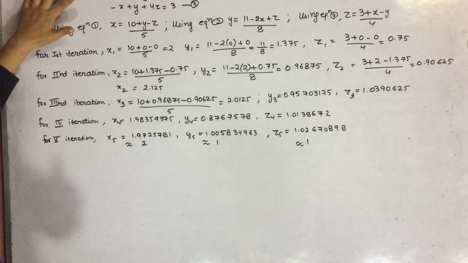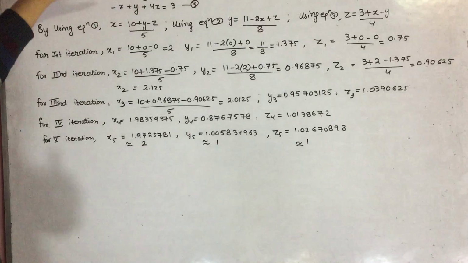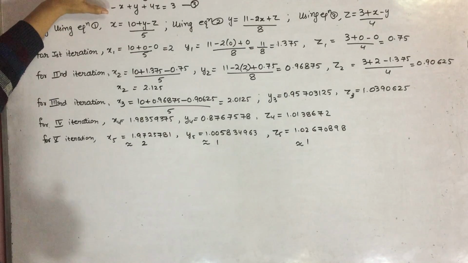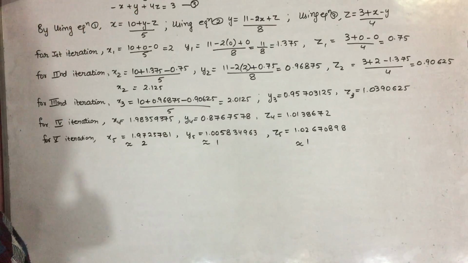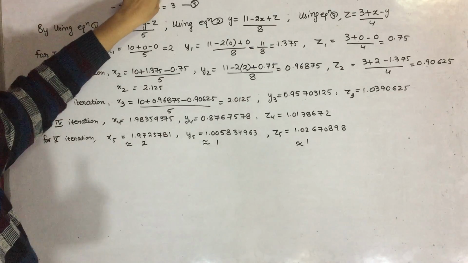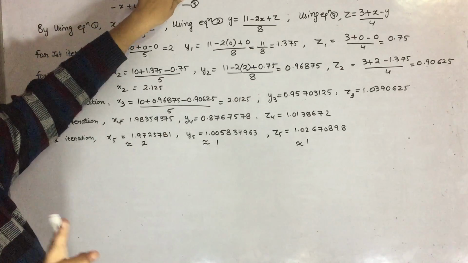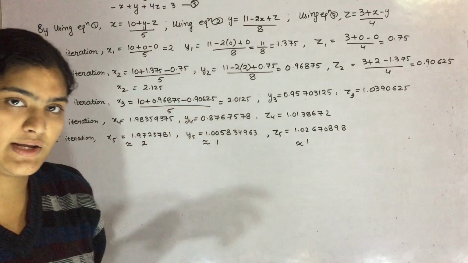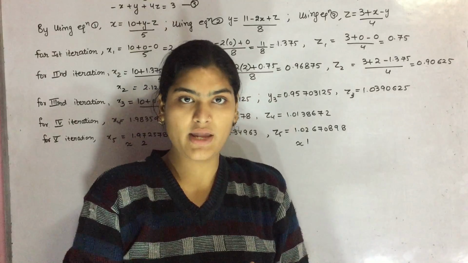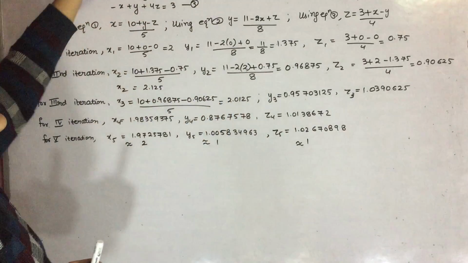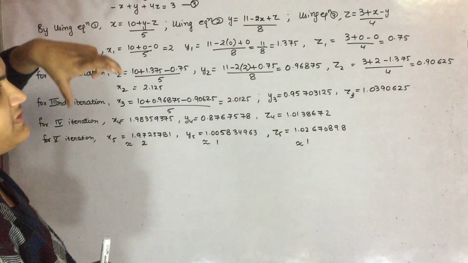How can you find the solution? Here we go. You have to find the solution of these three linear equations using the Jacobi method, up to 5 iterations. What are iterations? Iteration is the procedure of repeating things. So we have to repeat the particular step up to 5 times.